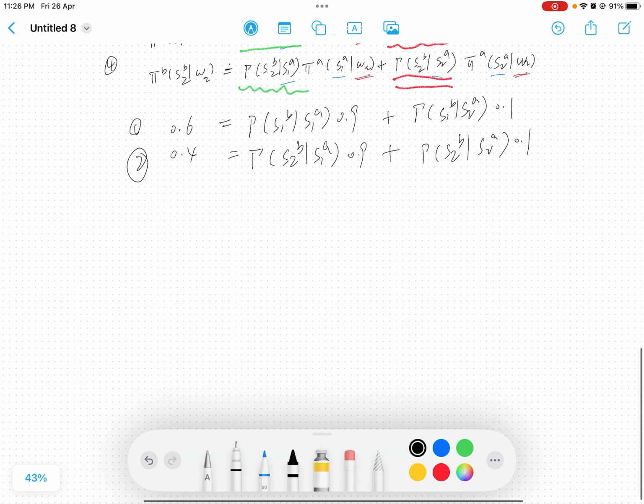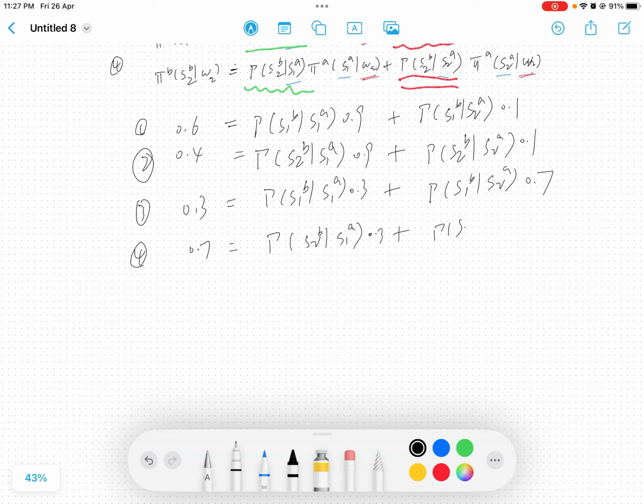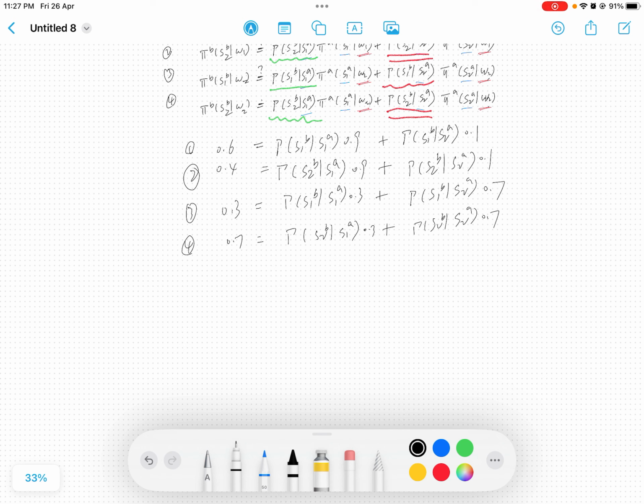They have the same signals here. Number 3, 0.3 equals gamma S1b given S1a times 0.3 plus gamma S1b given S2a times 0.7. Number 4, 0.7 equals gamma S2b given S1a 0.3 plus gamma S2b given S2a times 0.7. All right. So now we can solve those, and we can first combine 1 and 3 together, right?